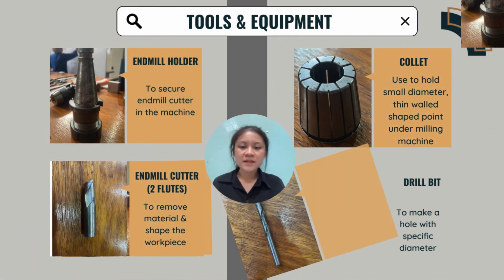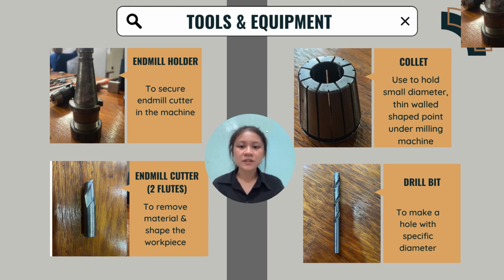We will also use the end mill holder to secure the end mill cutter inside the milling machine. The next one is the collet. A collet is used to hold the small diameter thin-wall shank under the milling machine so that it is perfectly secured. The next one is the end mill cutter. In this lab, we will use the two-flute end mill cutter, which is to remove the material and shape the workpiece. And the last one is the drill bit, to make a hole with a specific diameter.